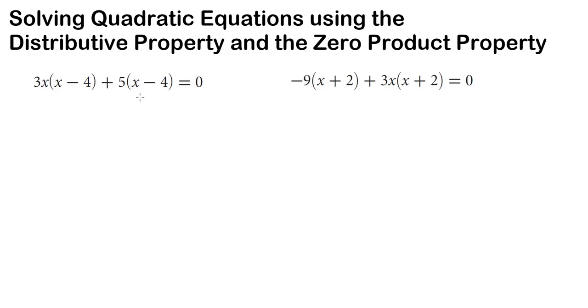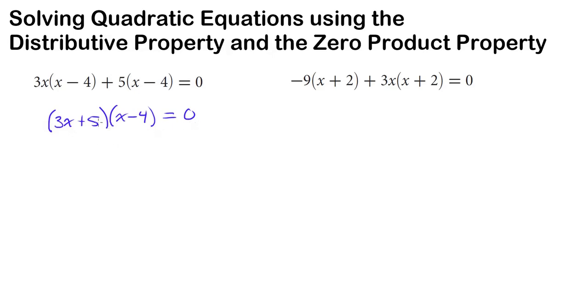So what I can do with this is use the distributive property and rewrite this equation to look a little different. I'm going to keep one of the x minus 4s. And I'm going to take the 3x and the plus 5 and write them as a binomial here. So I end up with 3x plus 5 times x minus 4 equals 0.